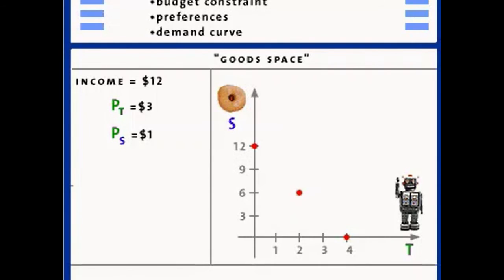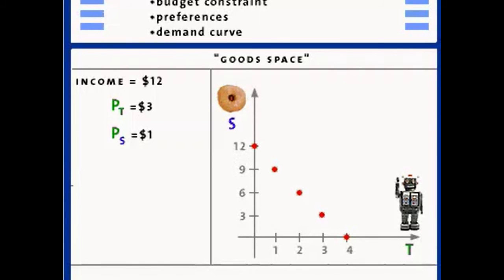One more point. Suppose you buy 3 toys. How many snacks can you afford to purchase? With 3 toys, you can afford to buy 3 snacks. 3 toys cost you 3 times $3 is $9, subtracted from 12 leaves you $3 for snacks, and since snacks are $1 a piece, you can afford 3 snacks.